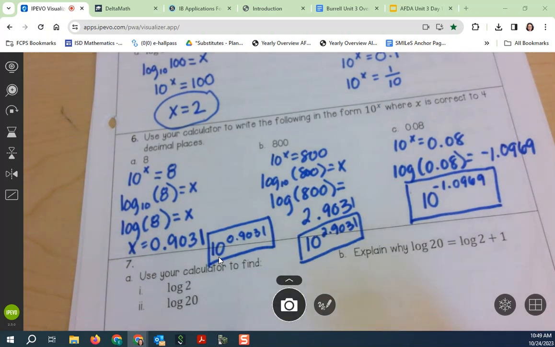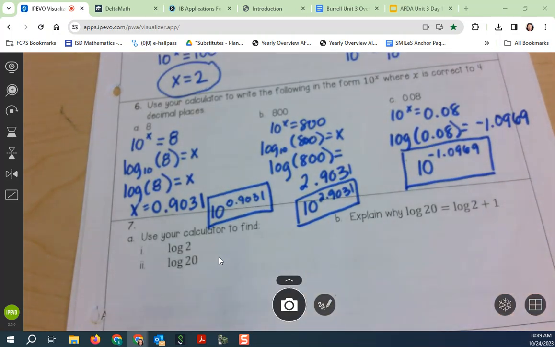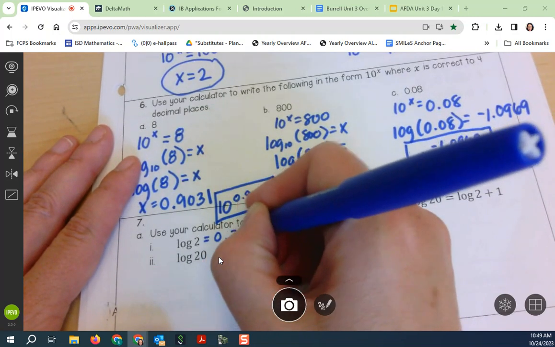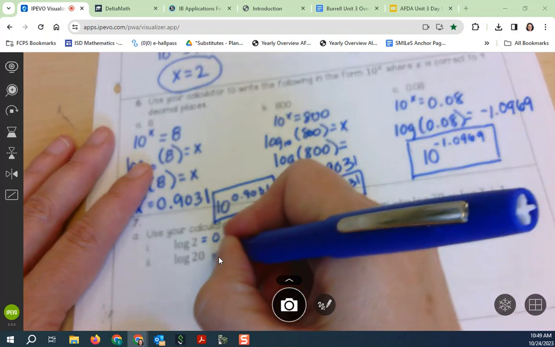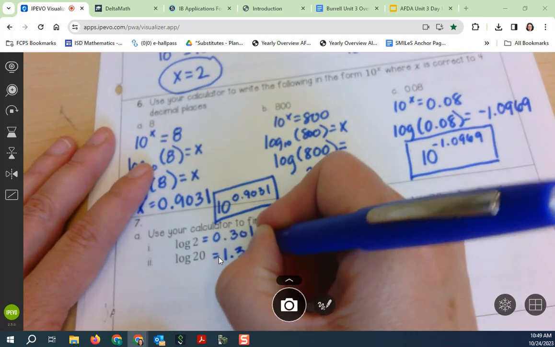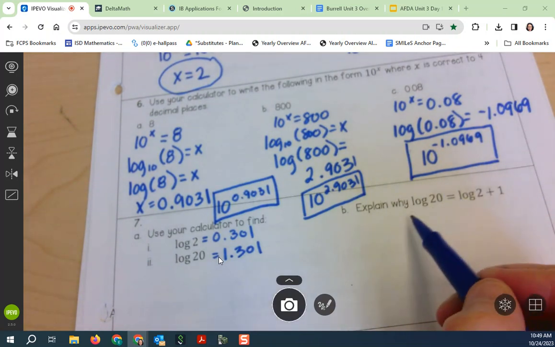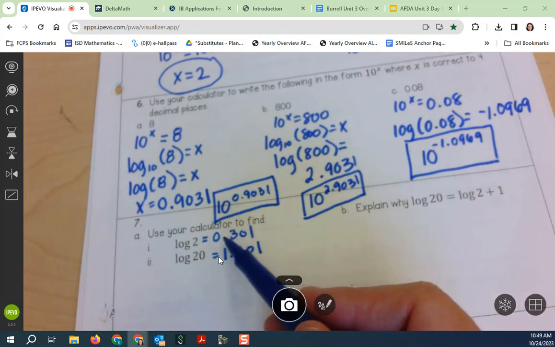All right, so if you type log 2 and log 20 in your calculator, rounding to 3 decimal places, you should be able to get these answers. Log 2, you should get 0.301. And log 20, you should get 1.301. So the question in B is to explain why is log 20 exactly 1 more than log 2?